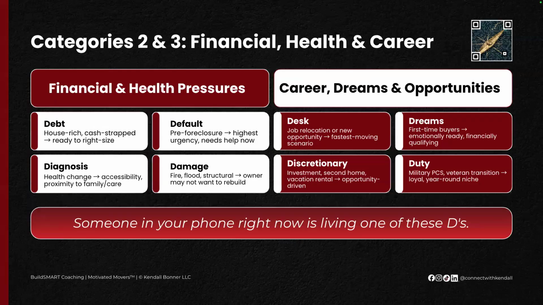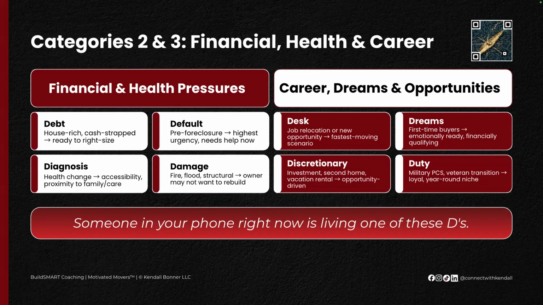The next category, we have 2 more, is financial and health pressures. Debt is another data D. These are people who are perhaps house rich or cash strapped and ready to right size. This person is often looking for a way out that works for their financial situation.